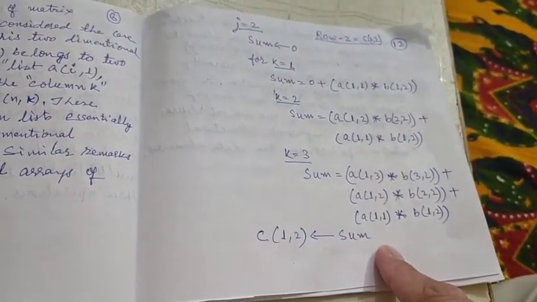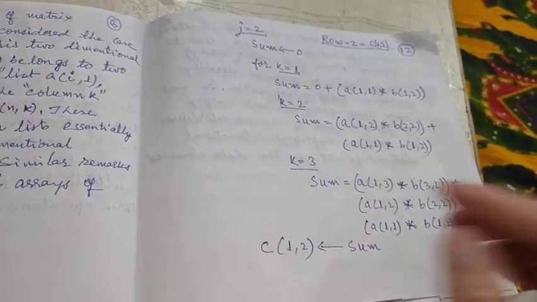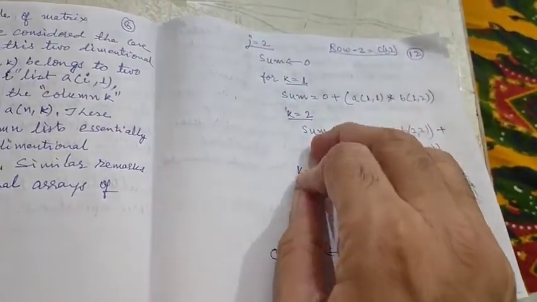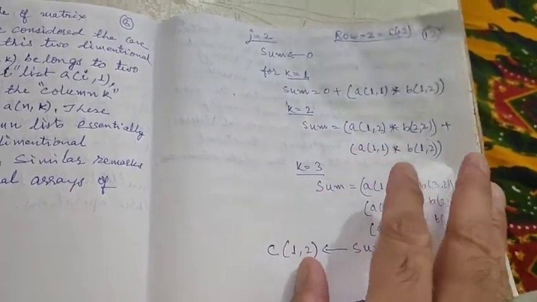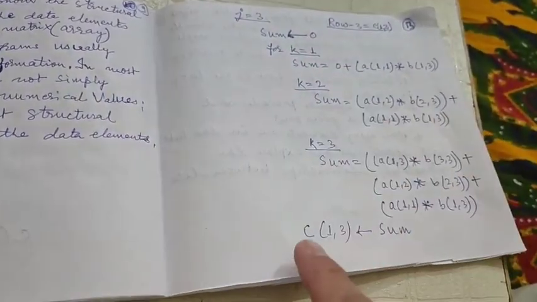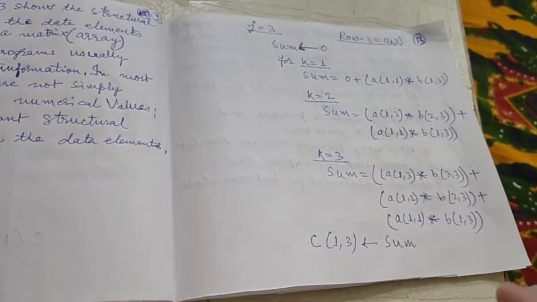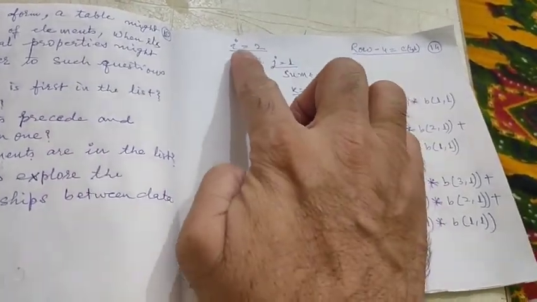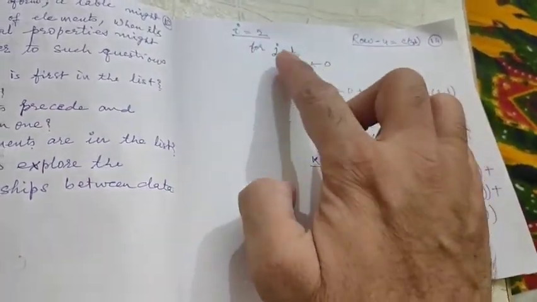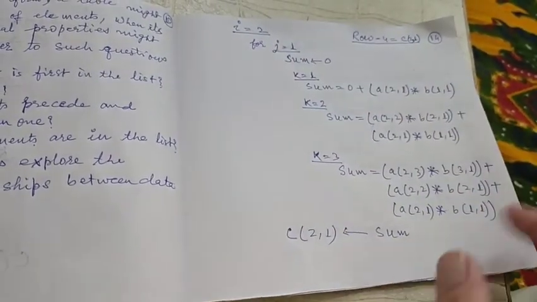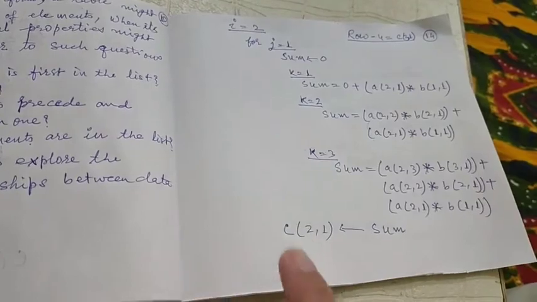Same way, for the second row I will get it from the same part of the algorithm by changing the value of j equal to 2 and k again 3 times. Next time j is equal to 3, same way I will get C13. Next time the value of i is equal to 2, j is equal to 1, first part, I will get C21.